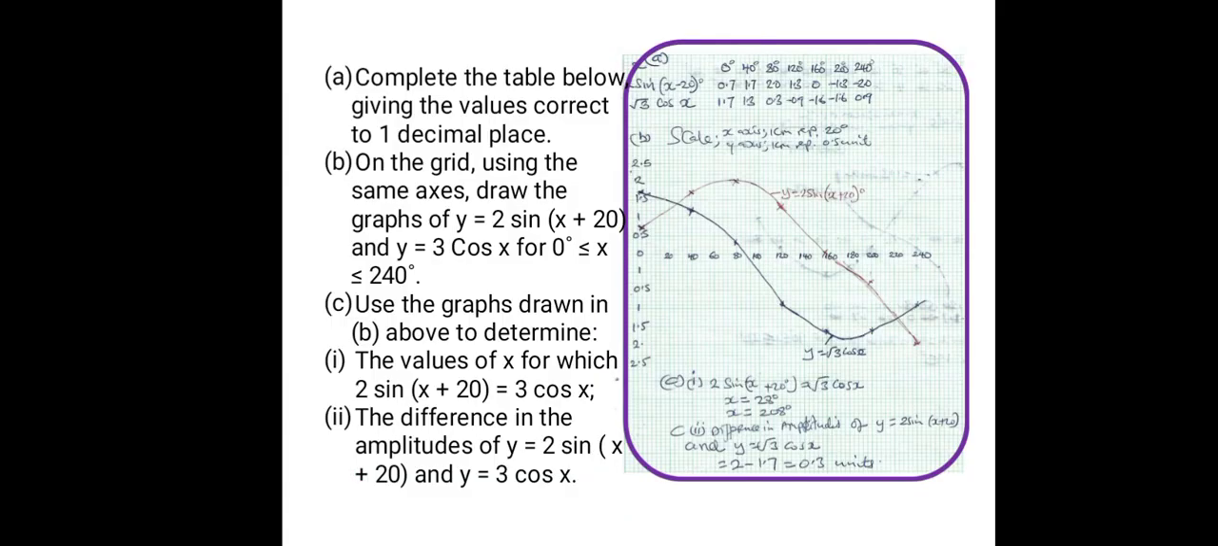Complete the table below, giving the values correct to one decimal place. On the grid, using the same axis, draw the graphs of y = 2 sin(x + 20) and y = 3 cos x for the range between 0 degrees and 240 degrees. Use the graph shown in B above to determine the values of x for which 2 sin(x + 20) = 3 cos x.